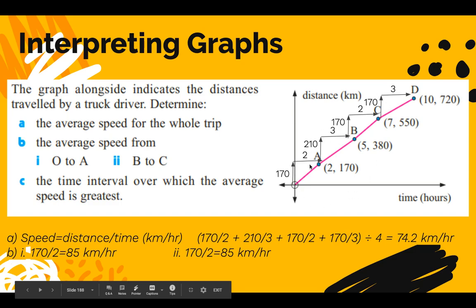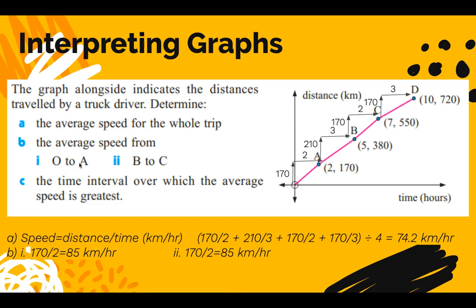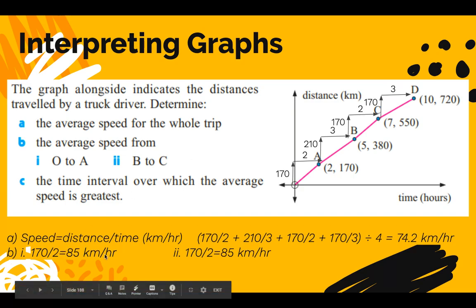Just like I have written here, I wanted to find the average speed of O to A and B to C. So O to A, notice that was 170 over 2, and B to C was also 170 over 2. 170 over 2, when you simplify that, it's 85. So it's 85 kilometers per hour for both of those sections. Last question, where is it the greatest?